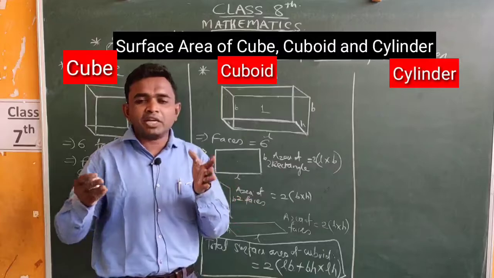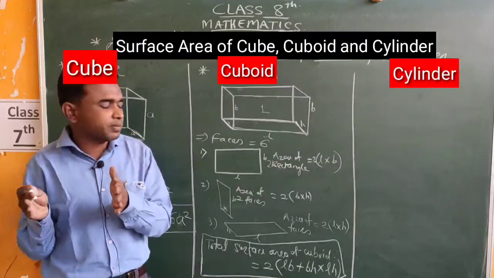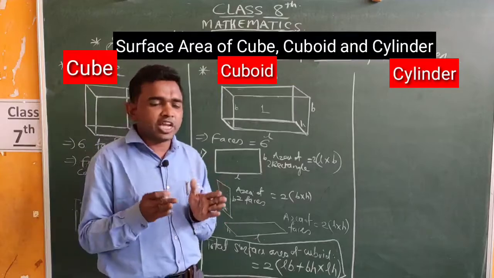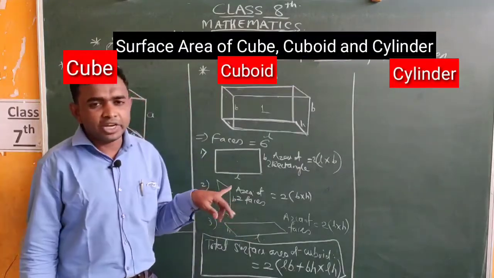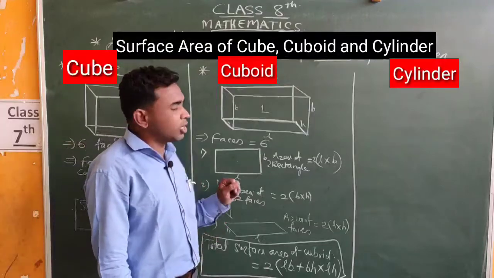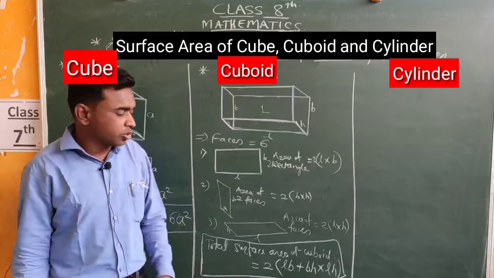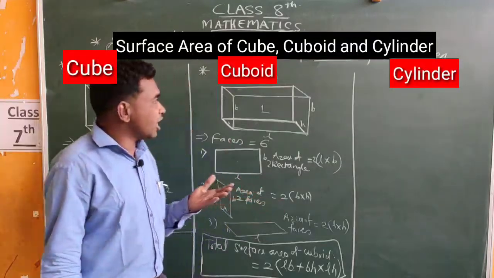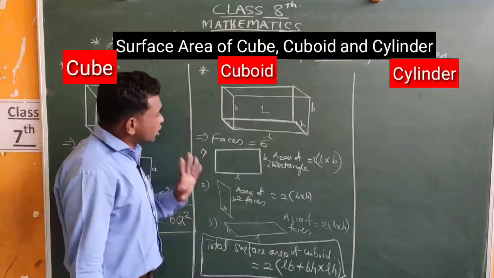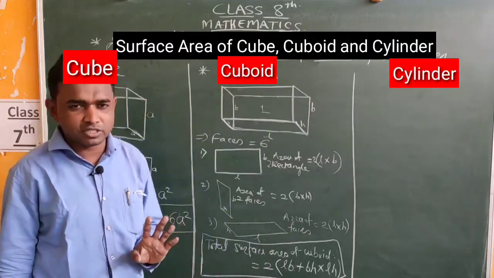When we separate this part from the cuboid, its shape must be a rectangle. So therefore we use the formula for the area of a rectangle, length into breadth. So we find out the areas, and in the end we find the total surface area of the cuboid by just adding all these areas of surfaces.